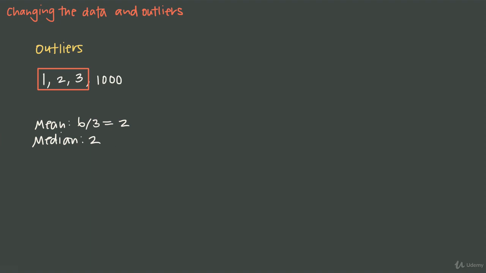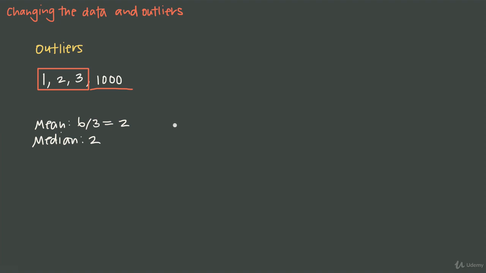Now, if we suddenly expand our data set to include the 1, 2, 3, and the 1000, so now we have all 4 terms in our data set, what do you think is going to happen to the mean versus what do you think is going to happen to the median? Well, it'll become obvious pretty quickly.